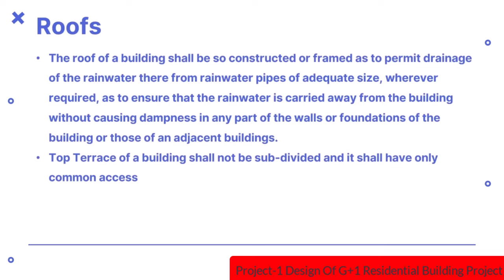The roof of a building shall be so constructed or framed as to permit the drainage of rainwater therefrom, with rainwater pipes of adequate size wherever required, as to ensure that the rainwater is carried away from the building without causing dampness in any part of the walls or foundation of the building or those of an adjacent building. Top terrace of a building shall not be subdivided and it shall have only common access.